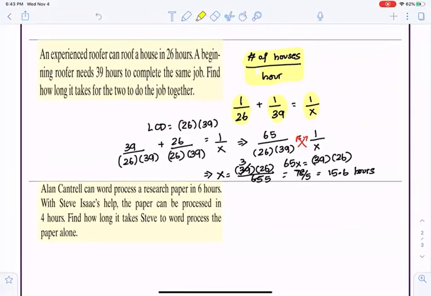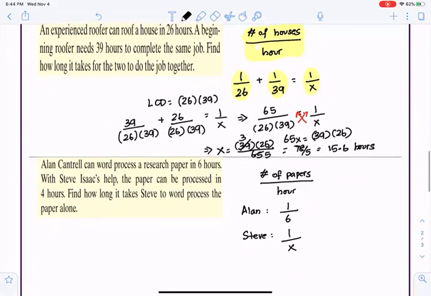The number of papers per hour. So for Alan, it would be 1/6. For Steve, we do not know the time that Steve would take to complete the paper. That's what we're trying to find. So let's just call that Steve would complete one paper in X hours, because X is what we're trying to find. We do not know what Steve's time is. That's exactly what we're trying to find.